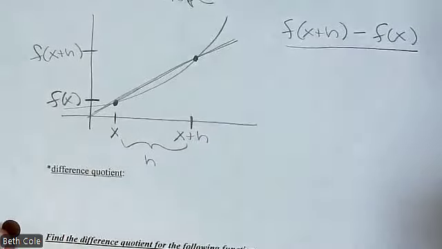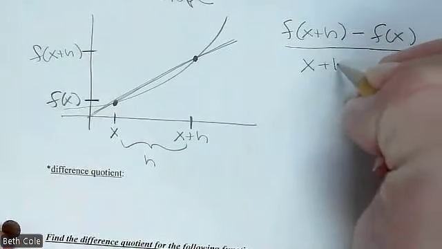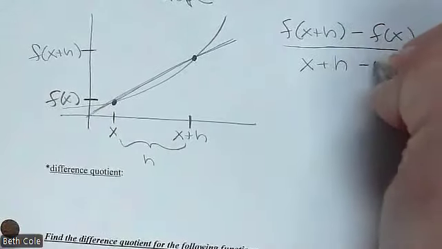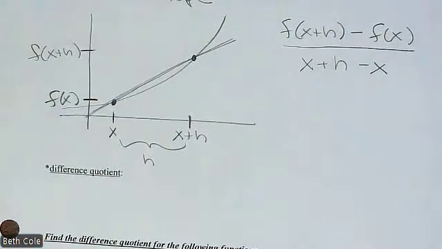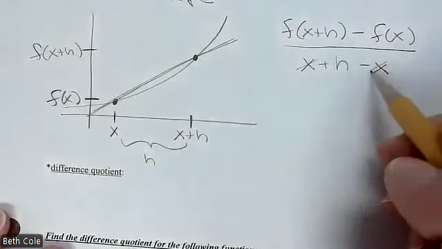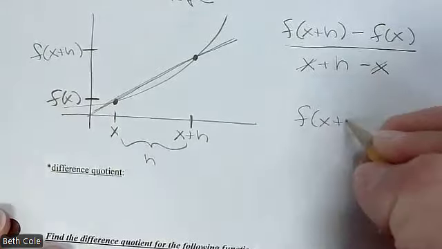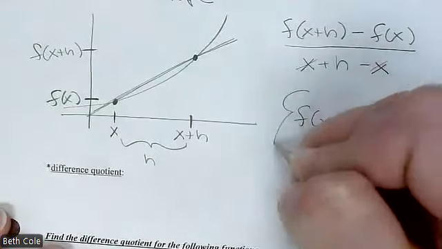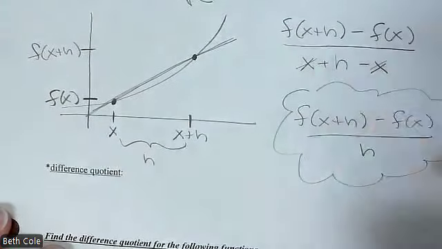X plus h, good, minus x. Now you should notice something that's going to happen there. What is going to happen? Yeah, these x's cancel. So you get f of x plus h minus f of x over h. This is the thing that you need to remember.